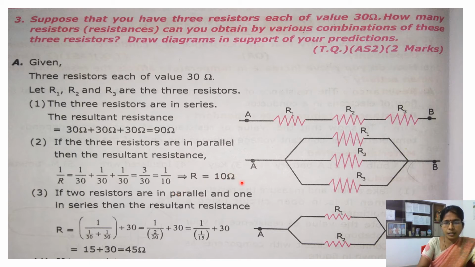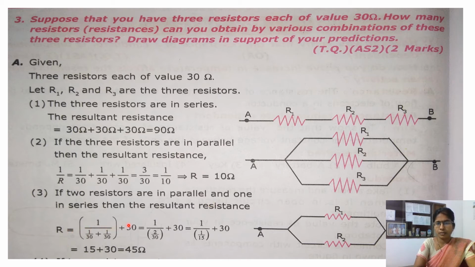Now let's see the third possibility. You have seen that all three resistors are connected in series in the first case, and in the second one they are connected in parallel combination. Now let's try it the other way, using two resistors in one way and the other one in the other combination. That is, two resistors are in parallel connection and they are connected in series to the third one.